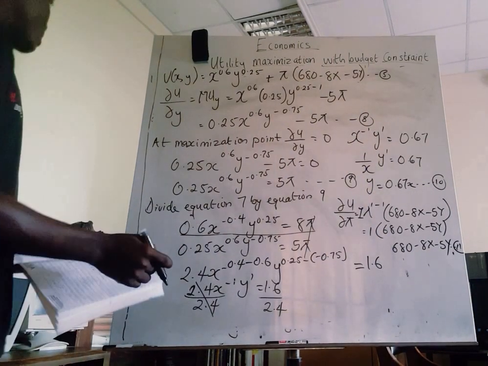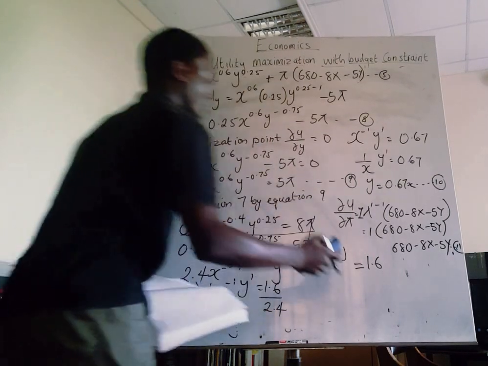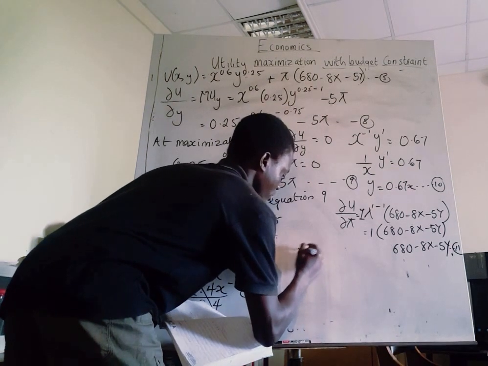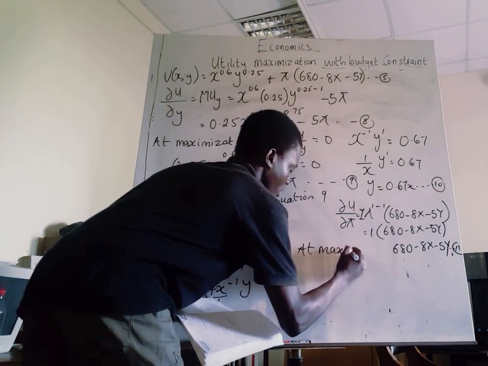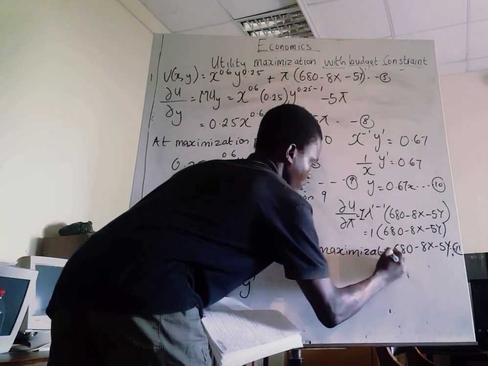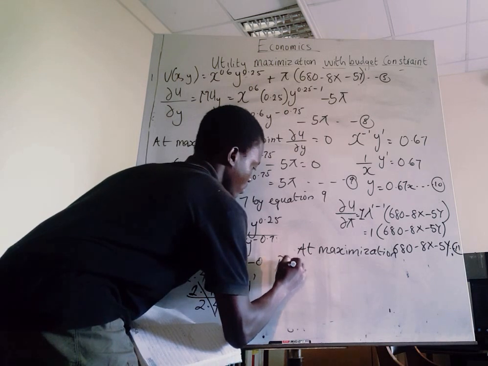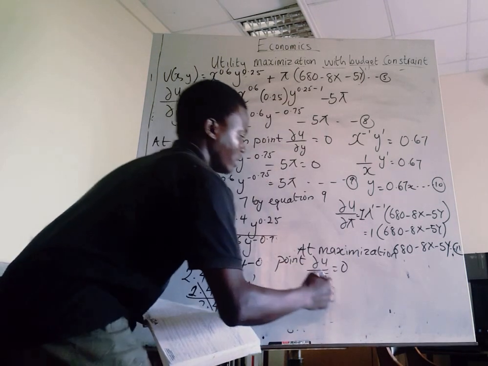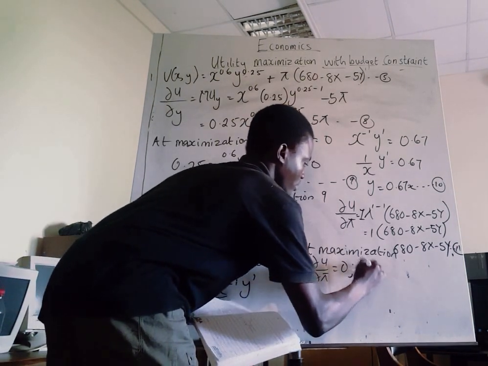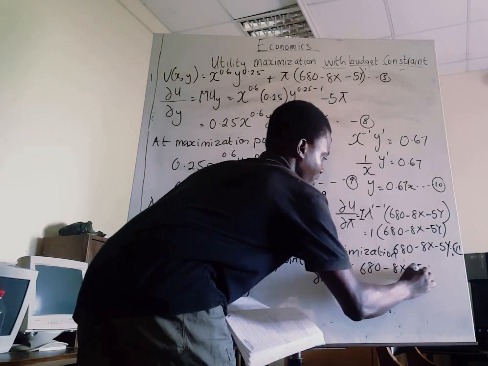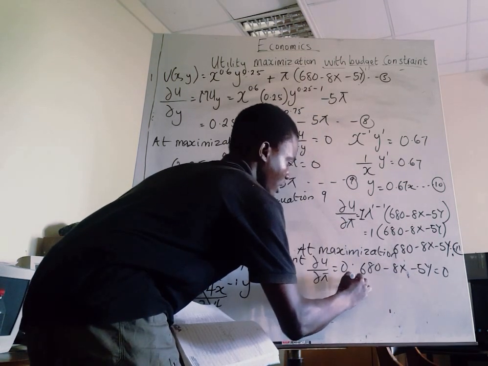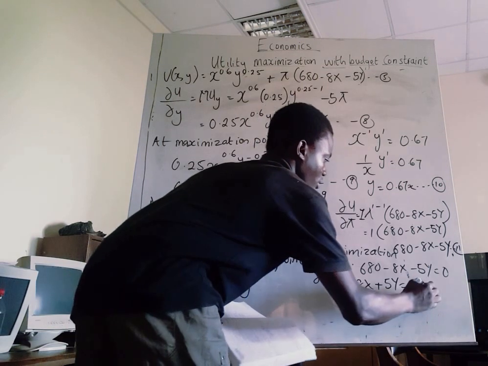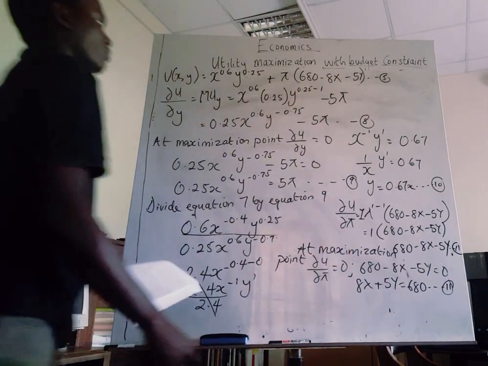Good. We do the same thing for lambda. At maximization points, the partial derivative with respect to lambda equals 0. In that case, we now have 680 minus 8x minus 5y equals 0, in such a way that we now have 8x plus 5y equals 680. And that gives us equation 11.